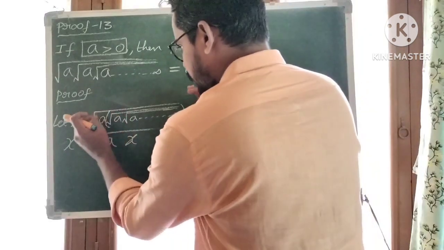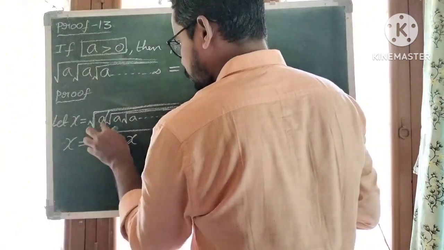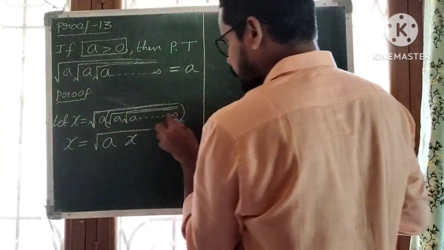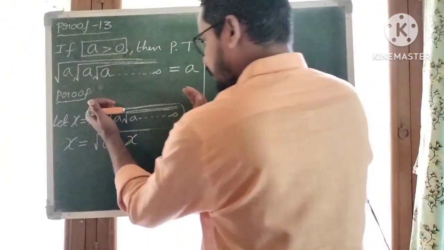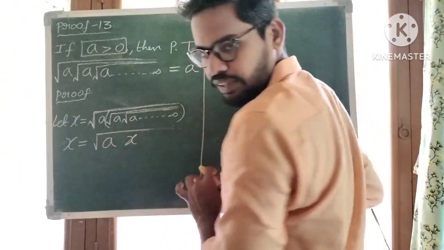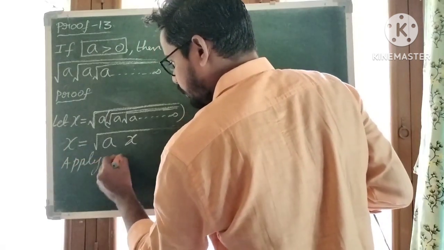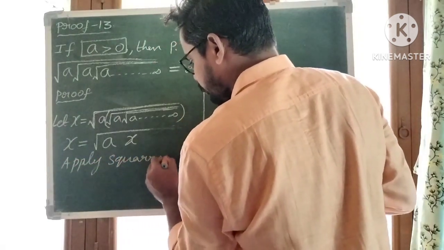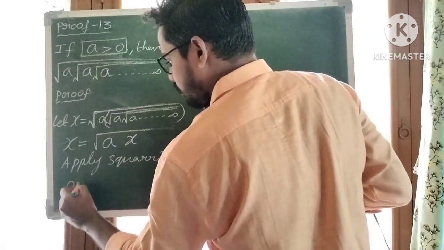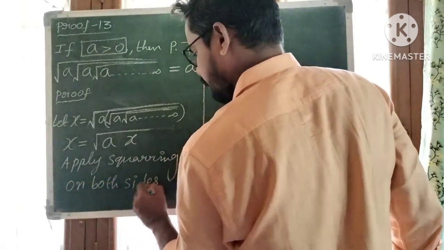Again, in this square root, we have a into square root of a, square root of a, and so on up to how many times? Infinity times. Again this value is equal to what? x. So x. Now to eliminate the square root, apply squaring on both sides.